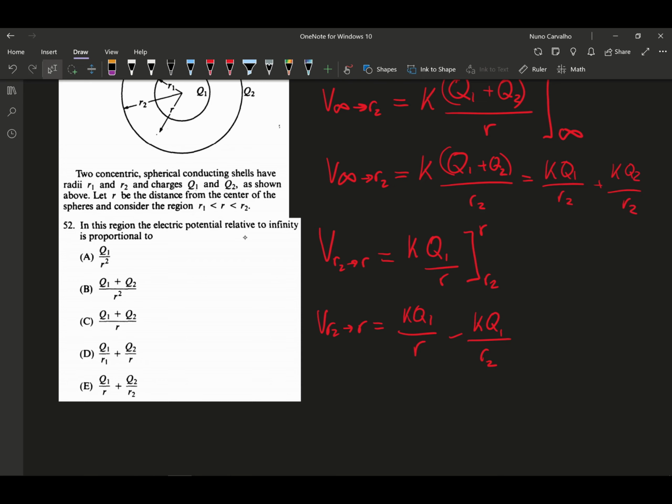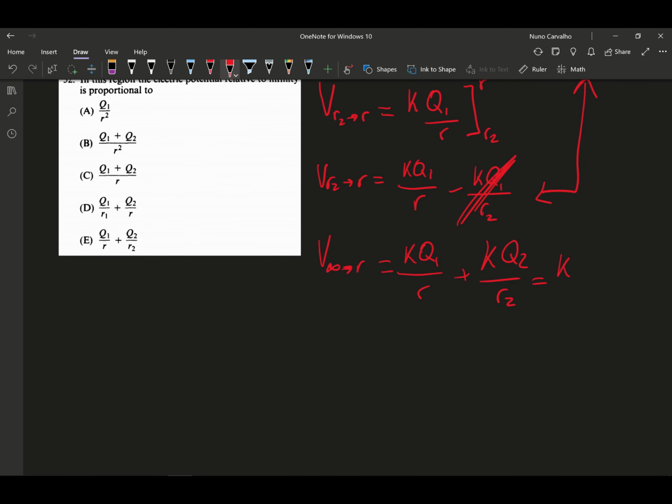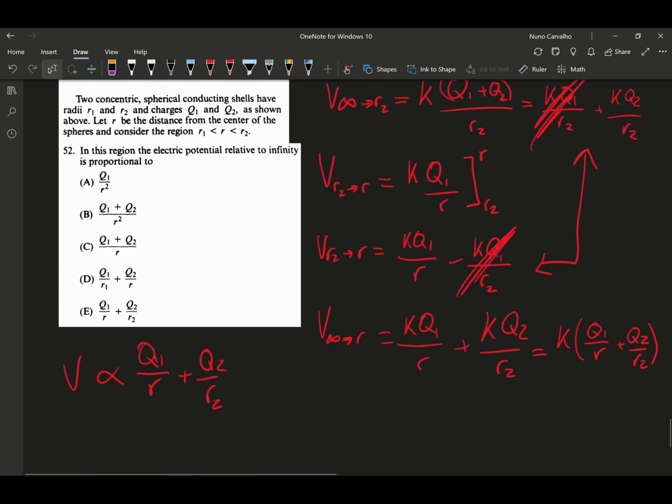And so then what you'll notice is that when we are combining these two right here, this cancels out with this, which is to say we are left with V from infinity to R is going to be equal to K times Q1 over R plus K times Q2 over R2. And then when we simplify this out, we pull up the K, we are left with something that maybe looks like this. Okay, and so at the end of the day we're being asked what this voltage is proportional to. We can just say it's Q1 over R plus Q2 over R2, which, luckily for us, is an answer choice. It's going to be E right here.